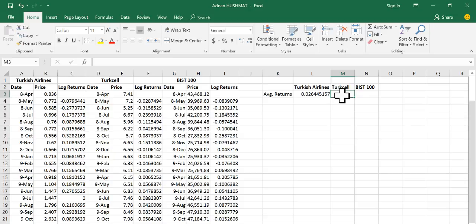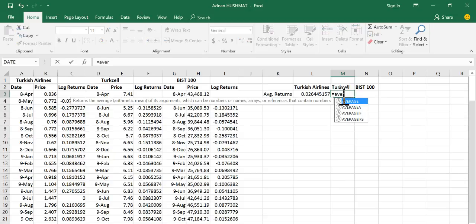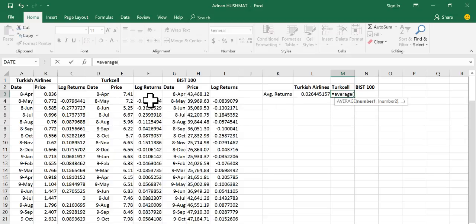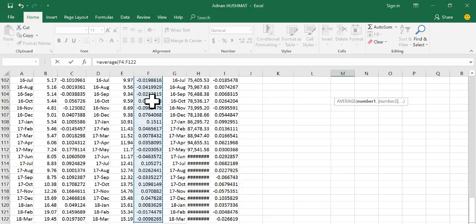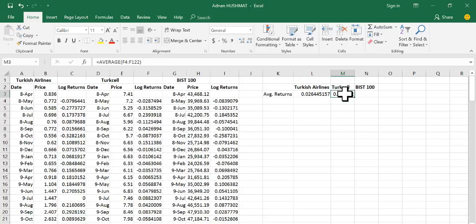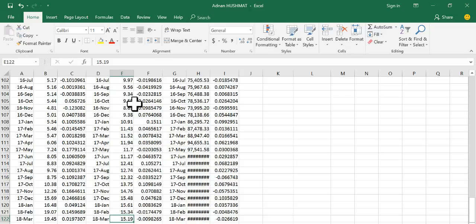So again, you click here, equal to average, and write the bracket. Again, you do it for Turkcell. These are the log returns for Turkcell. So click here, Control Shift down arrow, close my bracket, press enter, and that's it. These are the average monthly returns for Turkcell, right? So let me check. Yes, the price was 7.4 ten years ago, now it is 15.